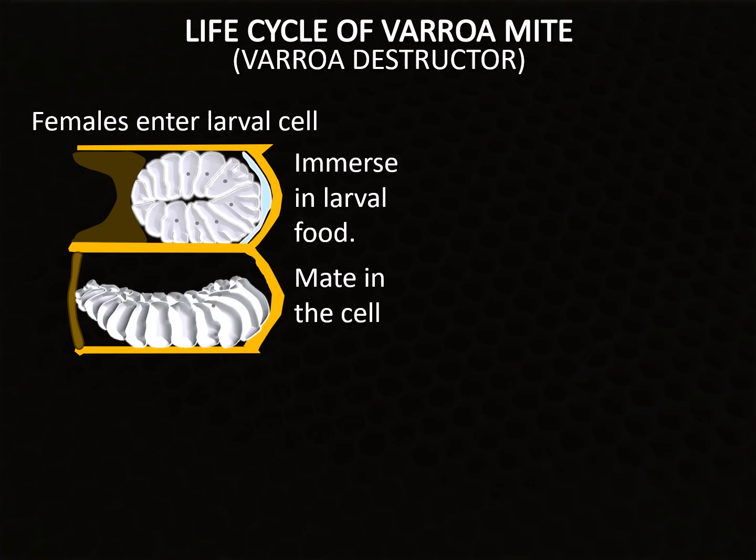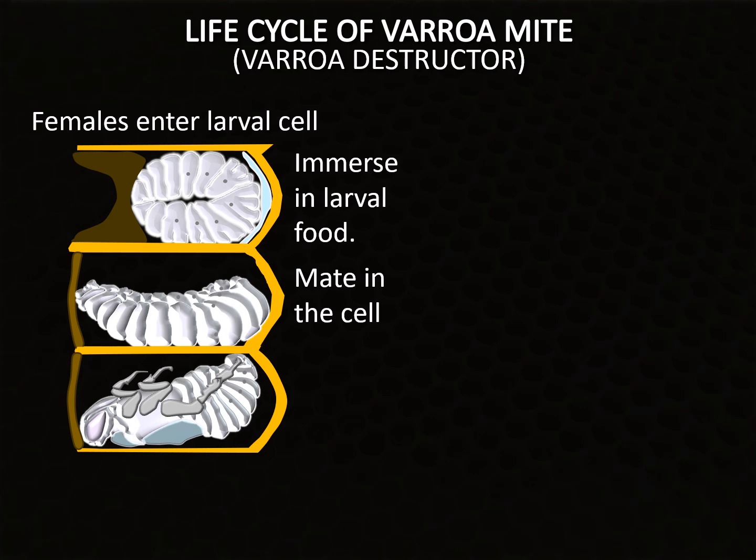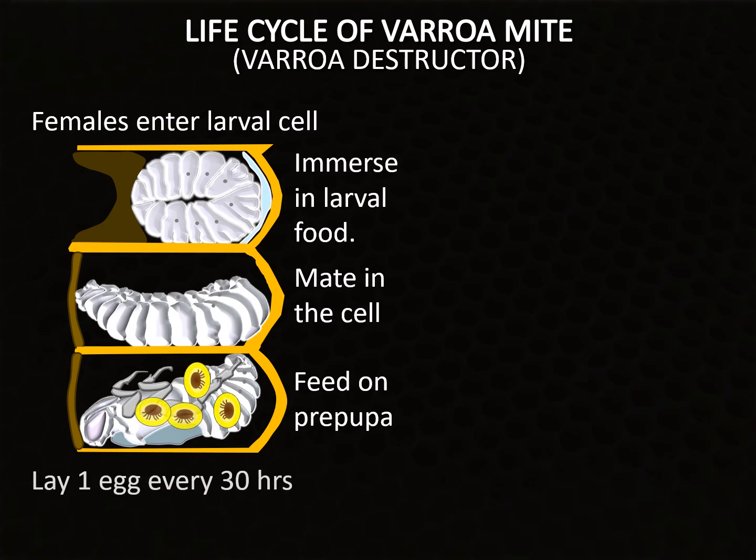The first one becomes a male mite and then lays eggs at 30-hour intervals for the duration of the time that their baby bee is in there pupating. So 1 to 6 eggs are laid, passing through 4 stages: larva, protonymph, deuteronymph, and adult. Both male and female are produced.